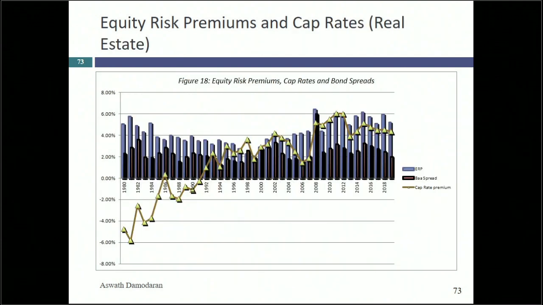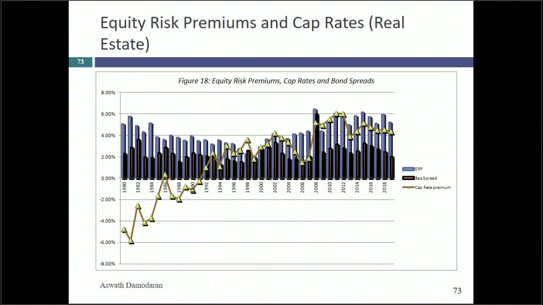Now we're getting really messy. So basically what you see of the blue is the equity risk premium. The red is the bond default spread. That's from the previous graph. The two kind of move together most of the time. See this number? This is my cap rate minus my risk-free rate. Think of it as my real estate risk premium.